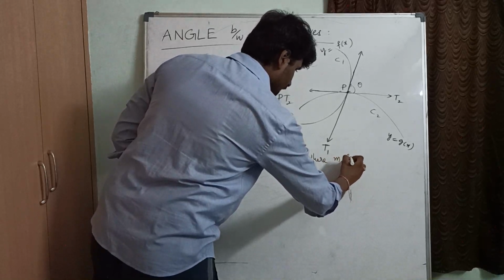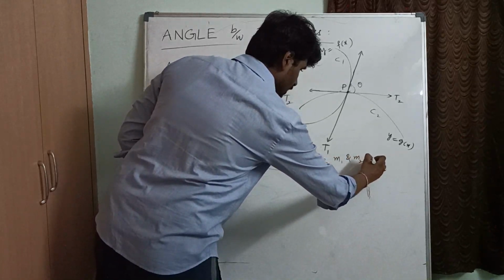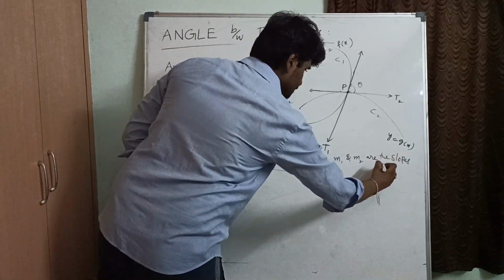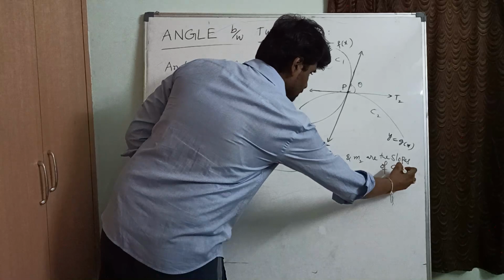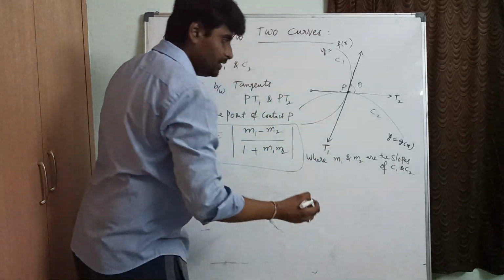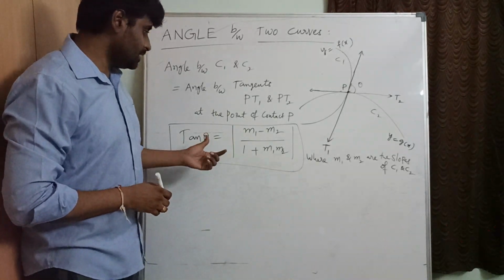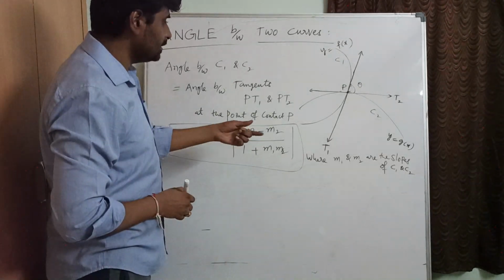Here M1 and M2 are the slopes of curves C1 and C2. Slopes of the curves, in the sense, slope of the first tangent and slope of the second tangent. Clear? So this is the formula for the angle between two tangents.